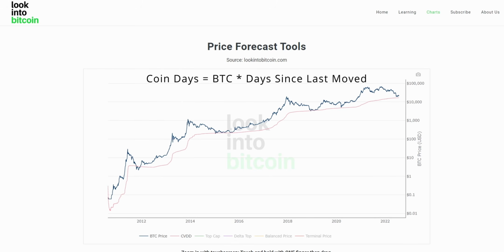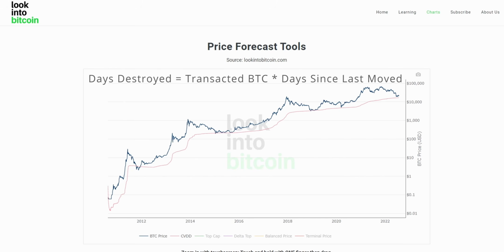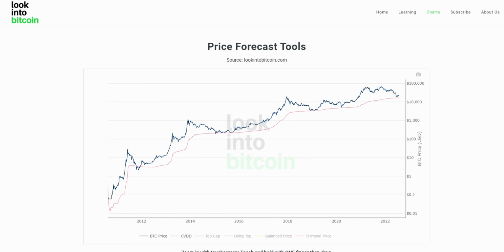So coin days, for example, if I had just bought one Bitcoin and held it for 7 days, I would have accrued 7 Bitcoin days. Now, if I was to sell that on the 7th day, I would have created 7 Bitcoin days destroyed. And this is an interesting metric because it gives more weight to the holders that have been holding onto their Bitcoin for an extended period of time.